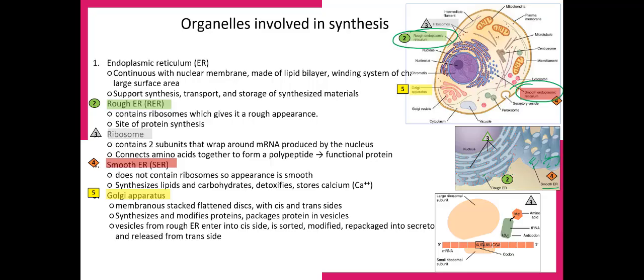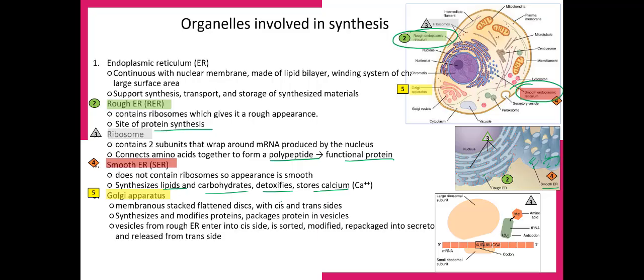In terms of the rough endoplasmic reticulum, as I said, it contains ribosomes, and ribosomes are used to actually produce polypeptides, which then become functional proteins, right? Rough ER synthesizes proteins, smooth ER synthesizes lipids and carbs, stores calcium, and also detoxifies certain substances.